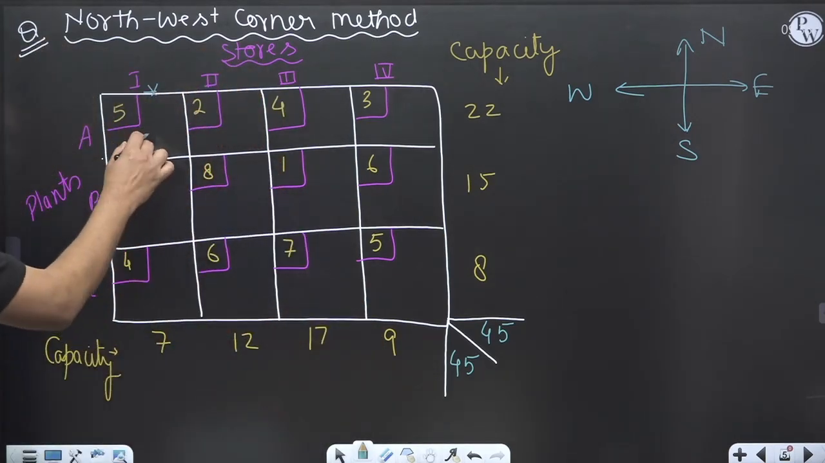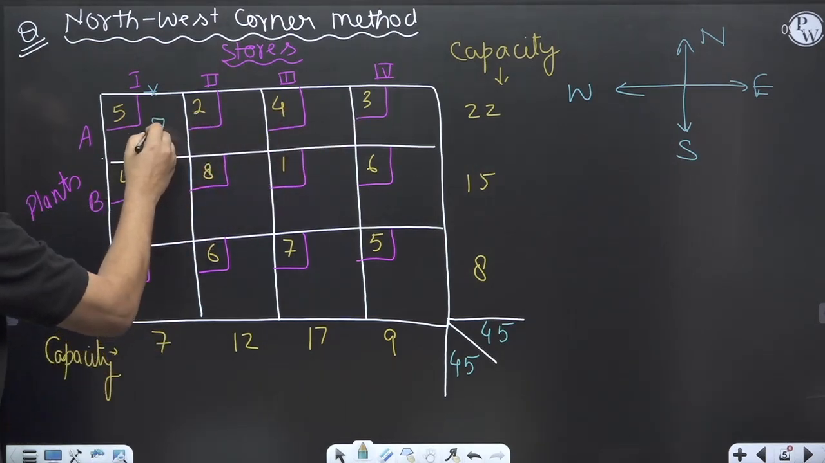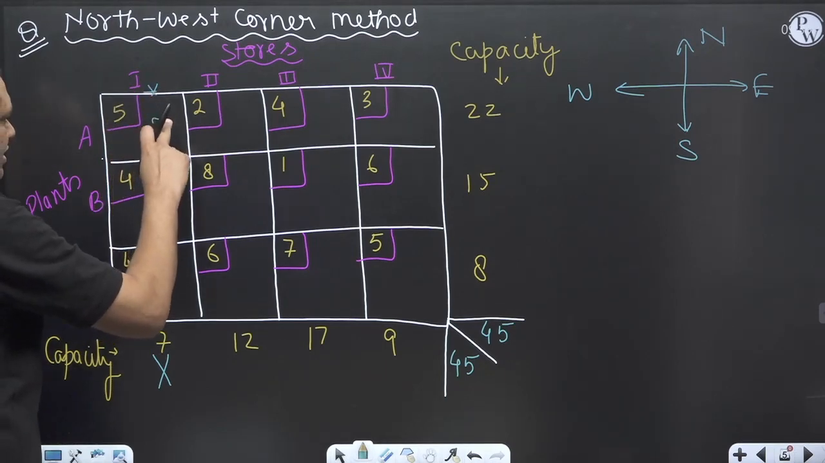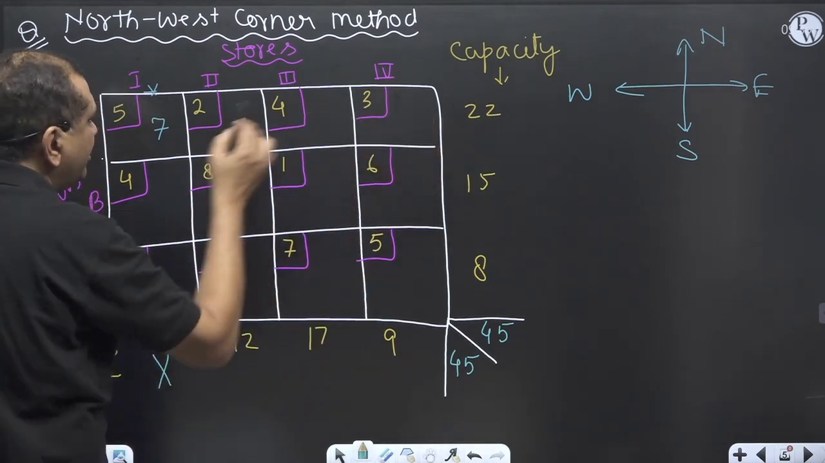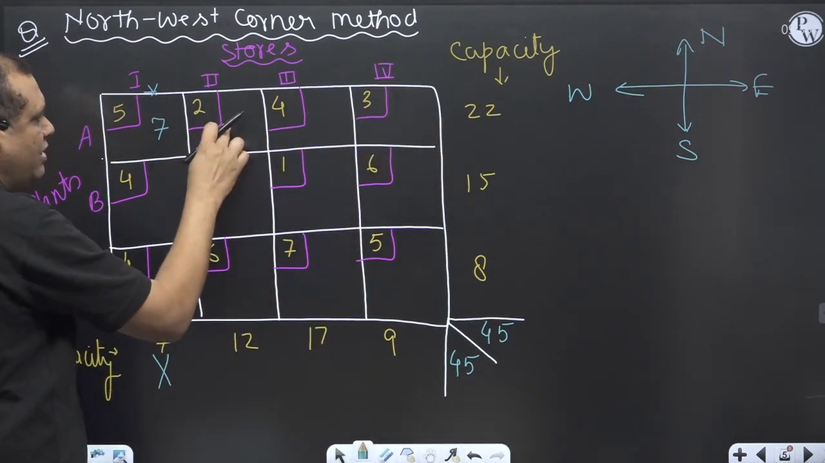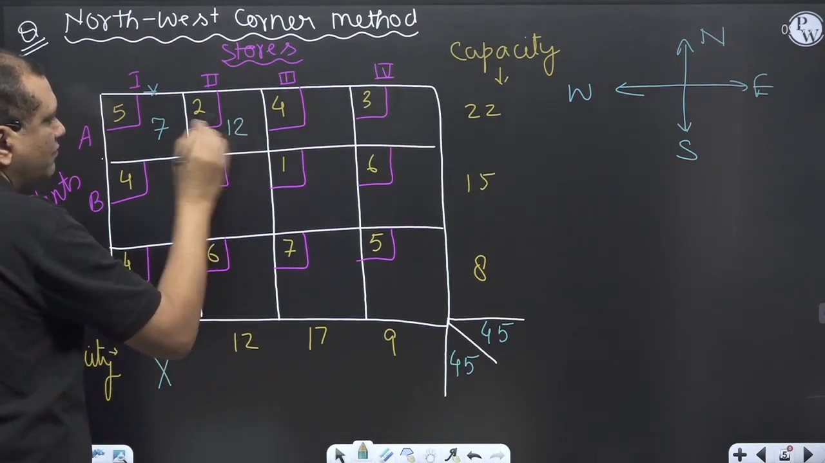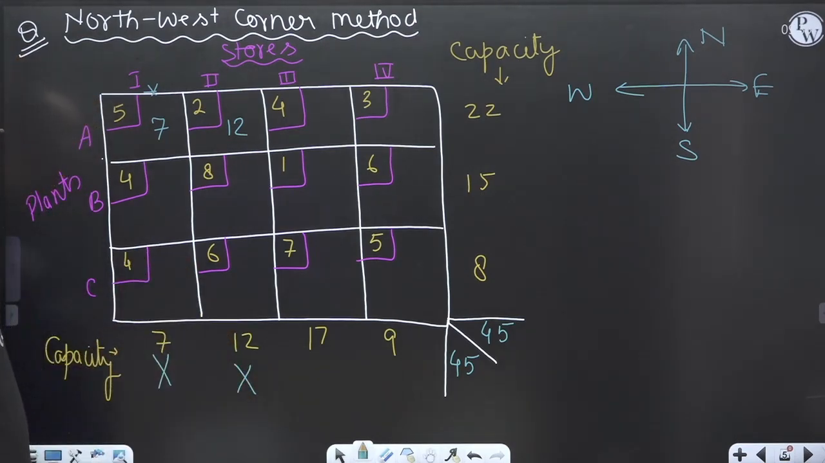So select this cell. Column capacity is 7. Row capacity is 22. So maximum you can allocate 7. So the column is satisfied. I am discussing the northwest corner method of finding the initial basic feasible solution. Column capacity satisfied means go to the next column. How much is left out? 22 minus 7 is 15. So I can allocate 15, but the column capacity is 12. So I will allocate only 12. So the second column is also exhausted.